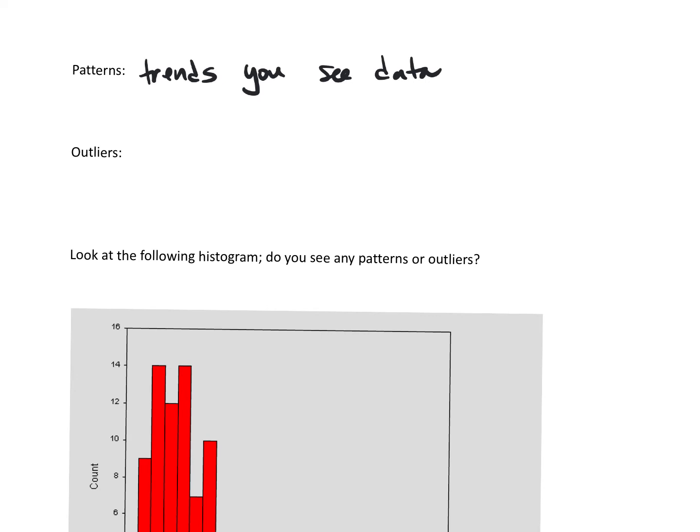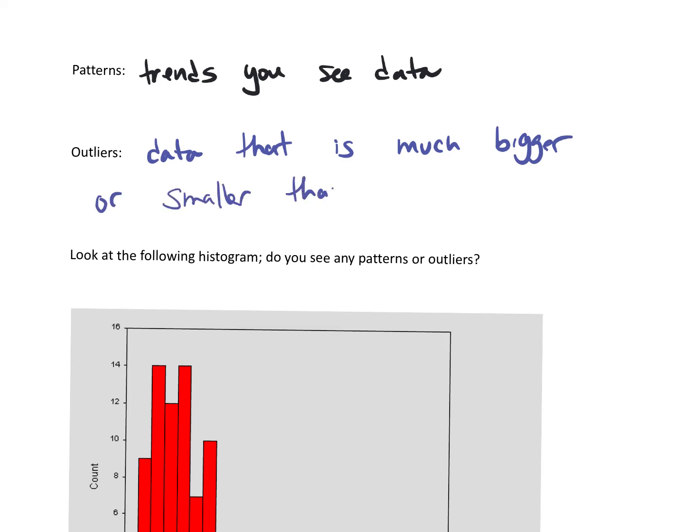Okay? Now, in that respect, we also are going to talk about what are called outliers. Now, data that is an outlier is just a piece of data. So it's one piece of data, one number that is much bigger or smaller than the rest of the data. So it's going to be a lot bigger, a lot smaller than all the data, right?